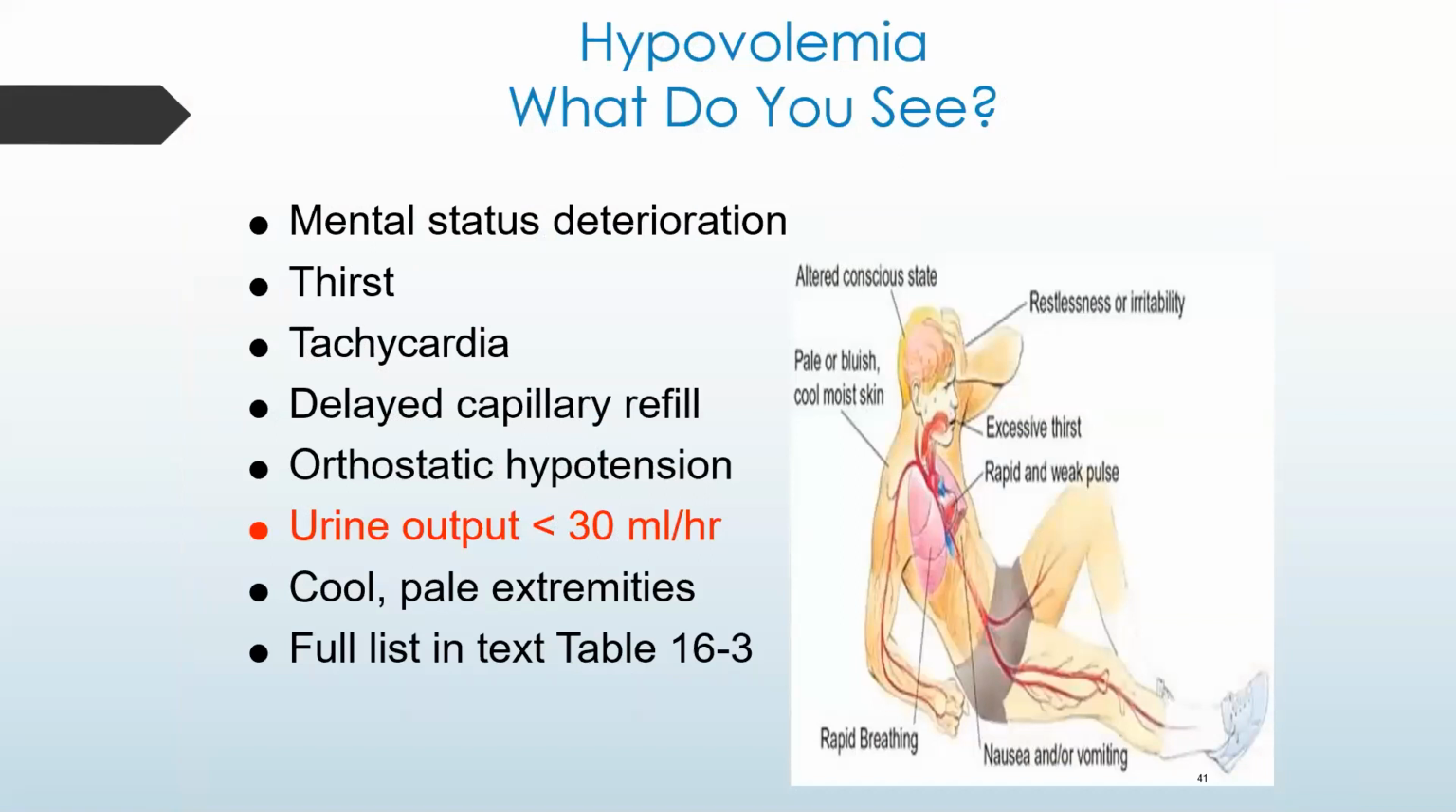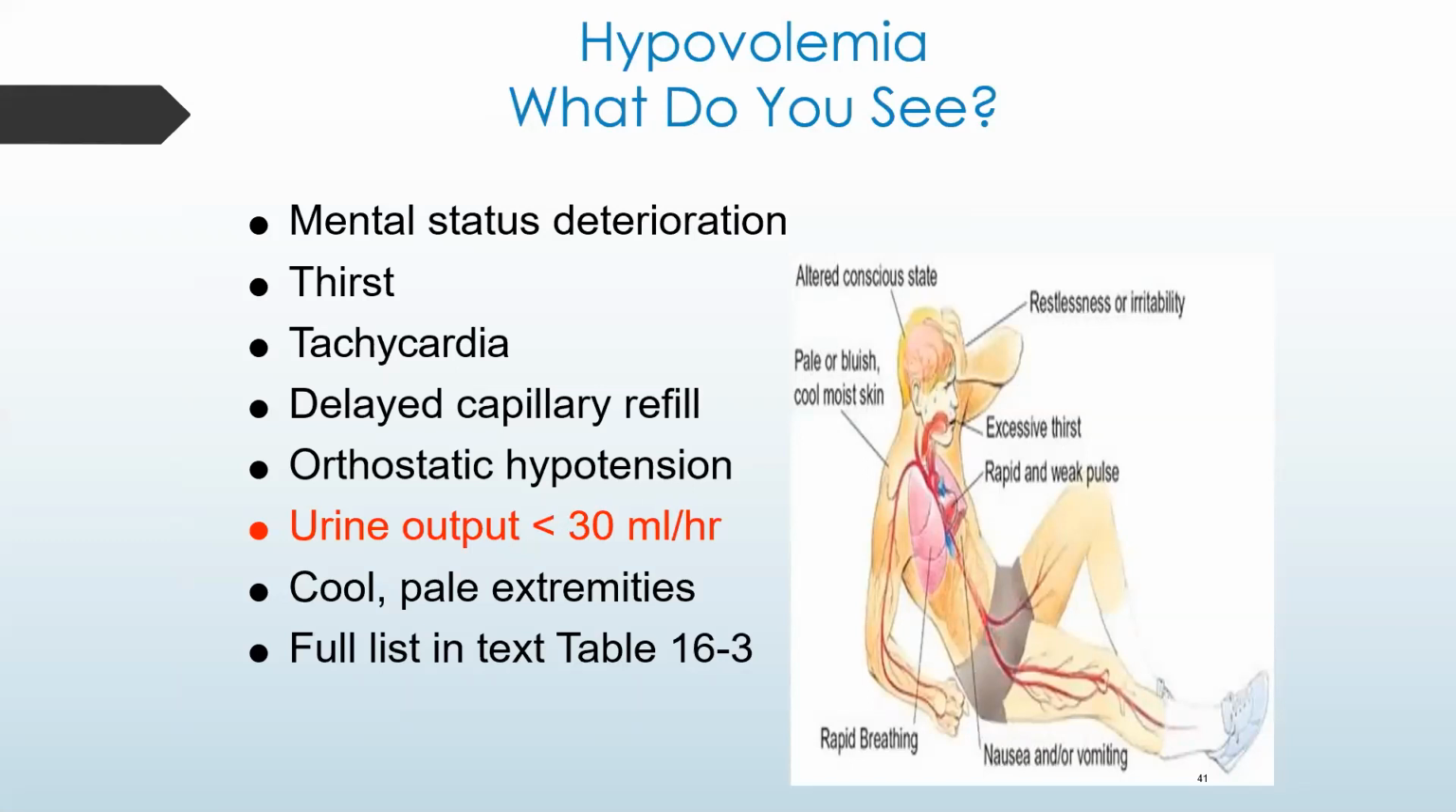So what would the nurse see as an assessment with hypovolemia? Neurologically, we're going to see mental status deterioration, such as confusion due to decreased blood flow to the brain, lethargy, and skeletal muscle weakness. Gastrointestinal, we're going to see increased thirst, dry cells, we may see constipation, decreased body weight, and diminished bowel sounds.